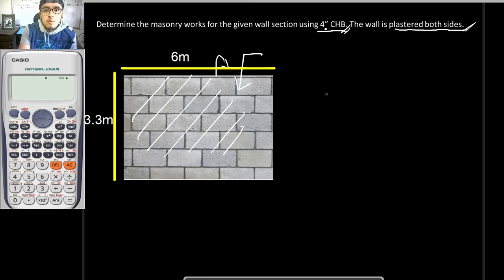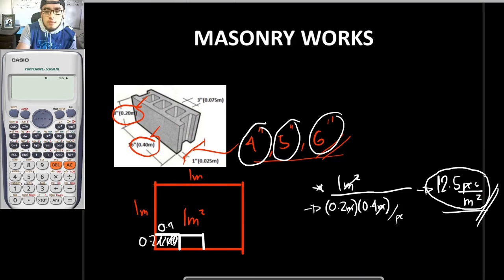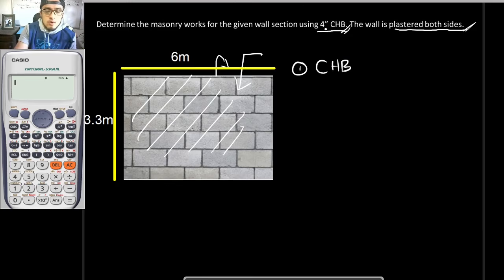Okay, so in masonry works, the first step that we would be doing is to get the number of hollow blocks that we would be needing in that wall. So number one is CHB. So for us to get the number of concrete hollow blocks in that area right there, what we would be doing is to compute for the area and multiply it by the factor that we have derived earlier, which is 12.5 pieces. So sinabi natin kanina na in 1 square meter of area, we would be needing 12.5 pieces of concrete hollow blocks. So that is what we would be doing here.